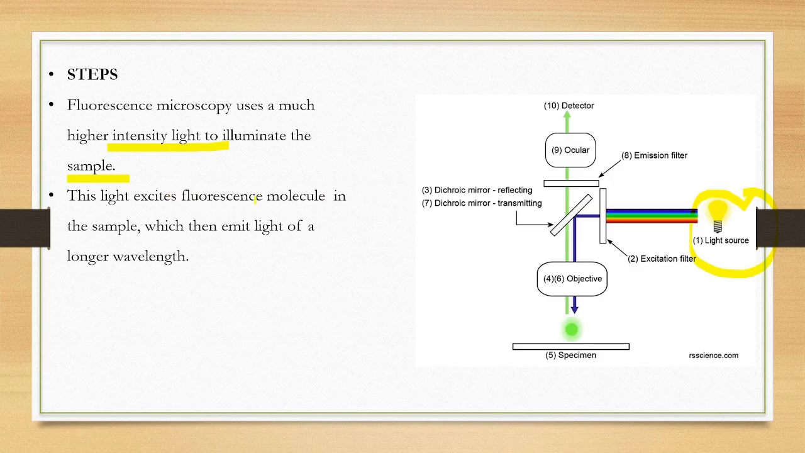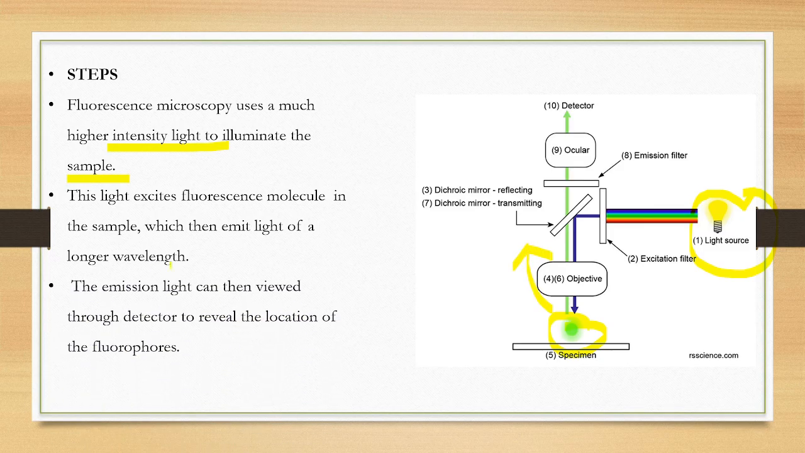The light excites the fluorescent molecule which is here in the sample, which then emits a longer wavelength. The emission light can then be viewed through the detector to reveal the location of the fluorophore.